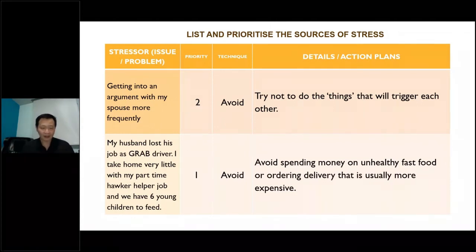Avoid. All right. Of course, the other example, for the second stressor about livelihood: avoid spending money on unhealthy fast food or ordering delivery. It's usually more expensive, so you can avoid the stress by avoiding these things. All right.